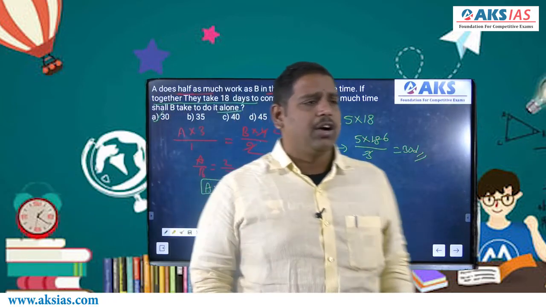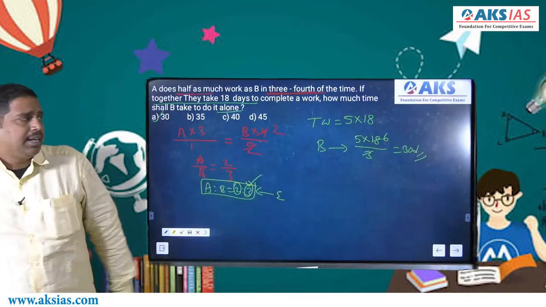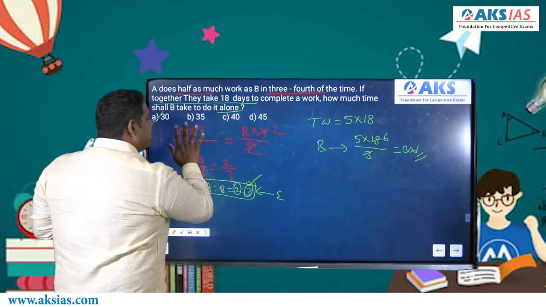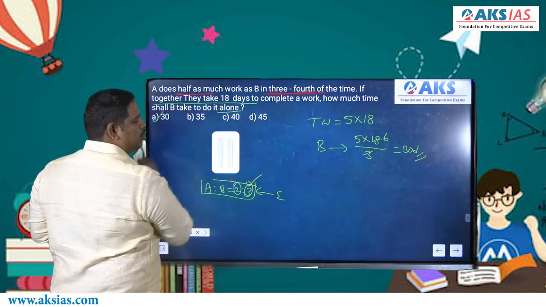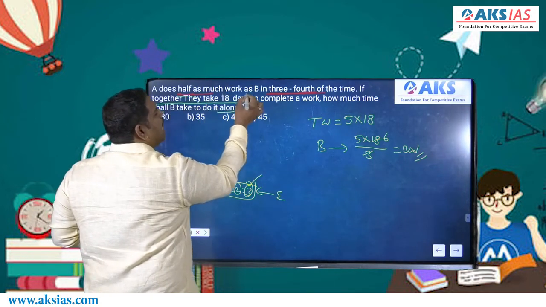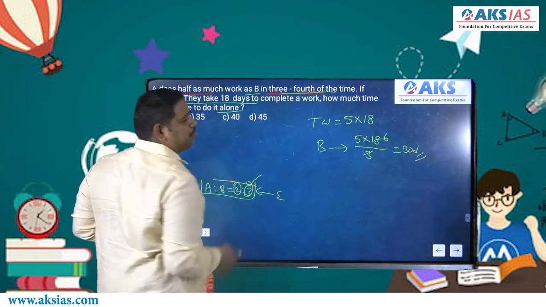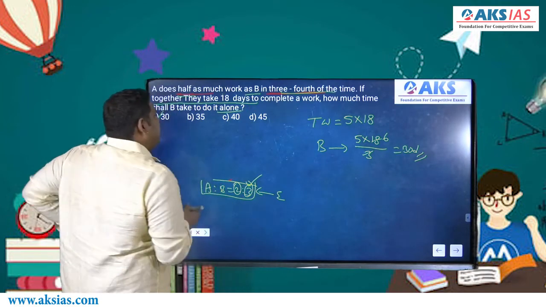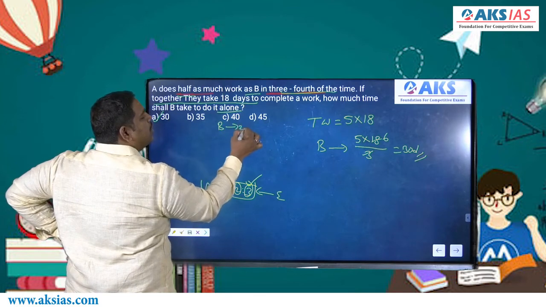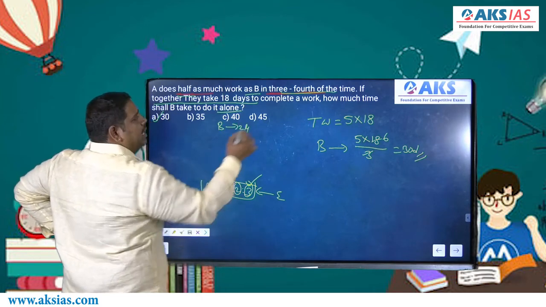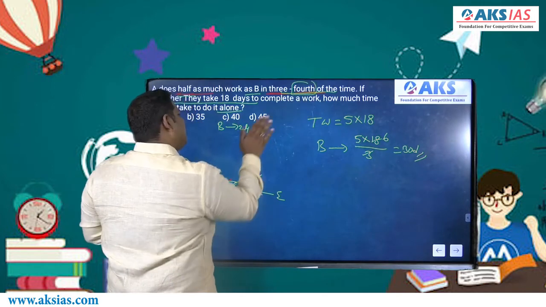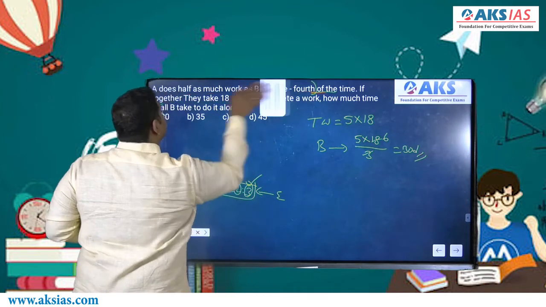Like this we have to work out. So the point is, writing this one is much important, getting this 2 by 3. I'm explaining it. A does half as much work as B in 3/4 of the time. So B did 2 units of work. B did how many units of work? 2 units total. And in how much time? 4.